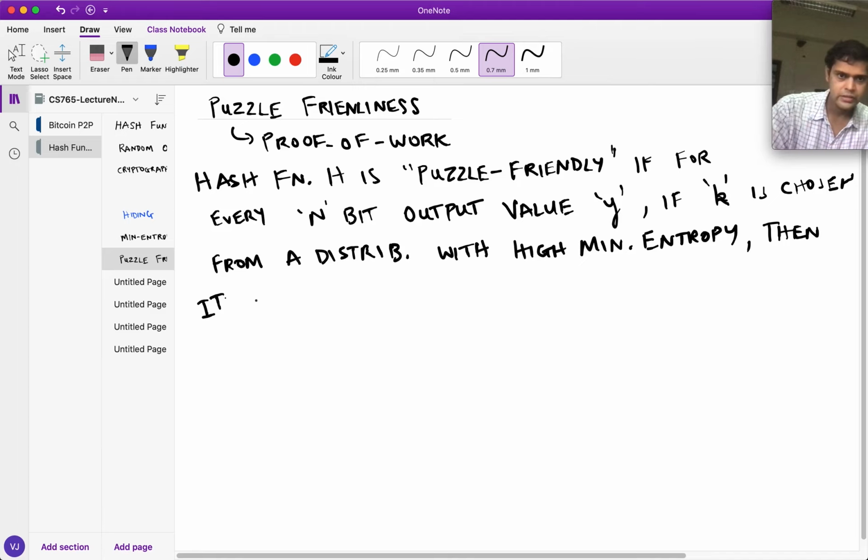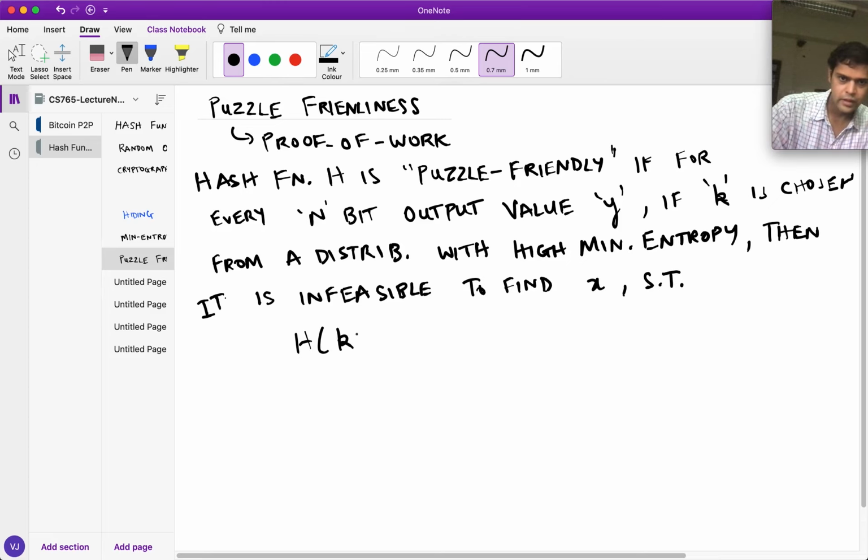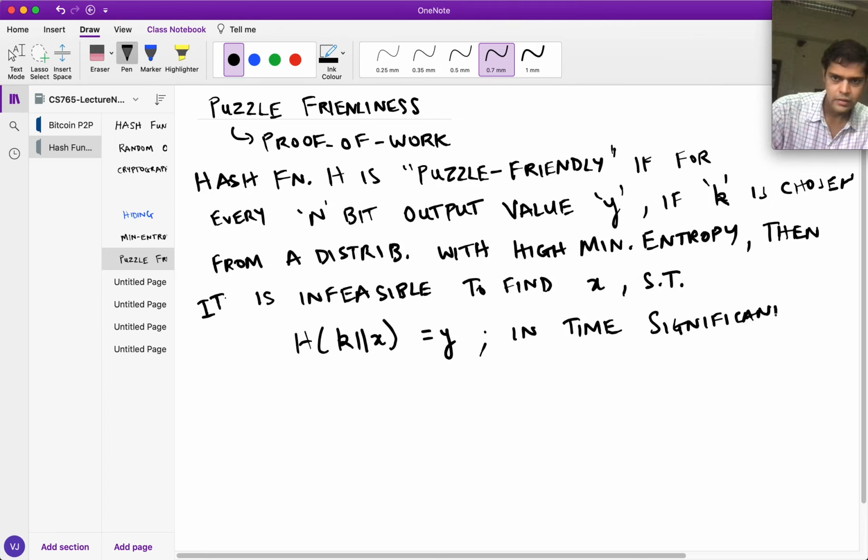it is infeasible to find some x such that H of k concatenated with x is equal to y, and it's infeasible to find it in time significantly less than 2 to the power of n. Okay.